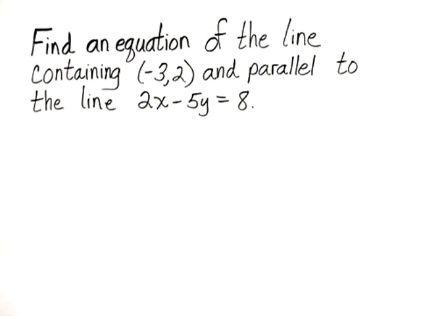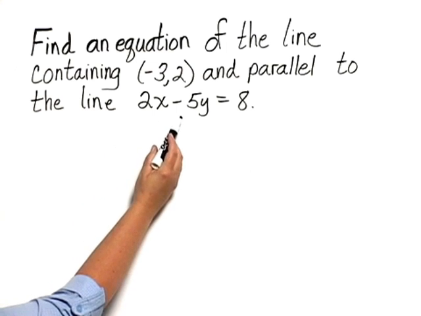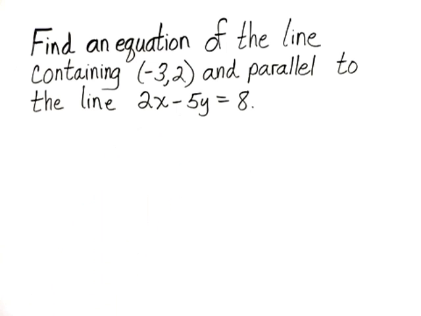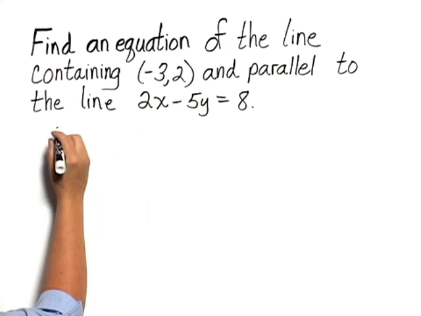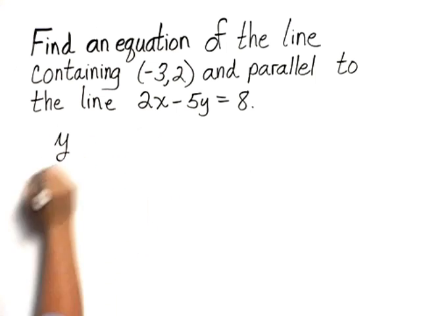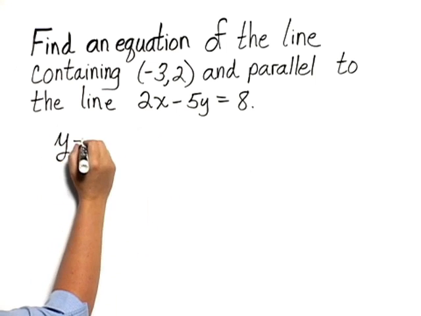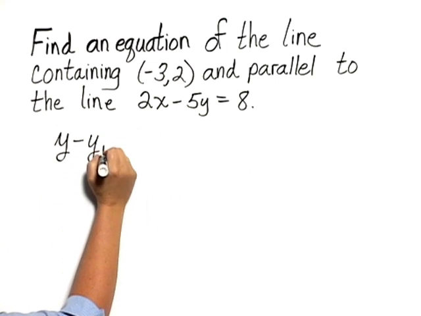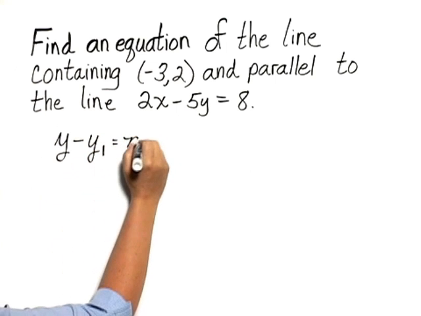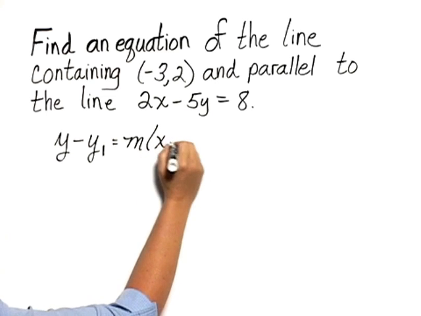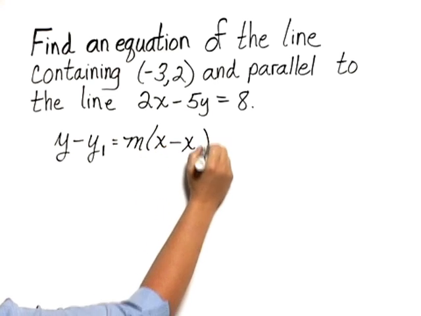Find an equation of the line containing (-3, 2) and parallel to the line 2x - 5y = 8. We're going to use the point-slope form to find the equation of the line. That is y - y₁ = m(x - x₁).